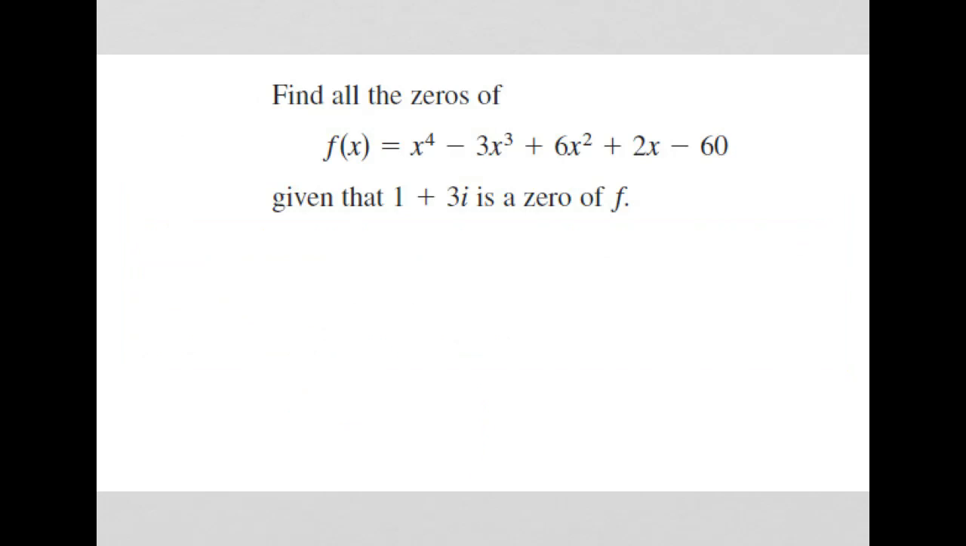So let's jump to the big picture now and see what we can do with this. We want to find all of the zeros of this function, and maybe we even want to factor it. We are told that 1 plus 3i is a 0, so that means that 1 minus 3i is also a 0 because they always occur in conjugate pairs. So I can write those as two factors, x minus 1 plus 3i and x minus 1 minus 3i. Now I want to multiply these two together, because I'm going to get an irreducible quadratic.